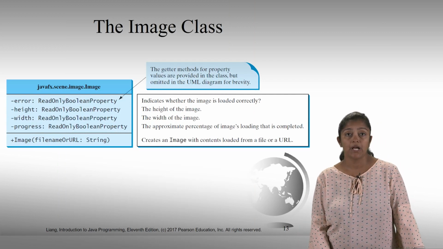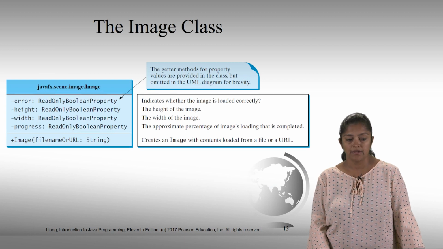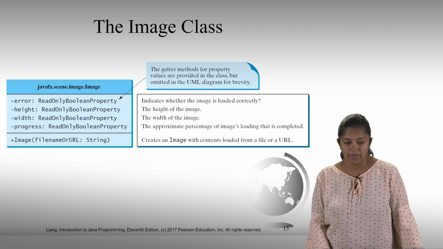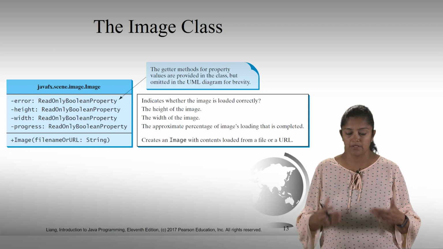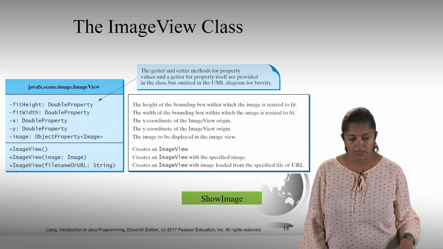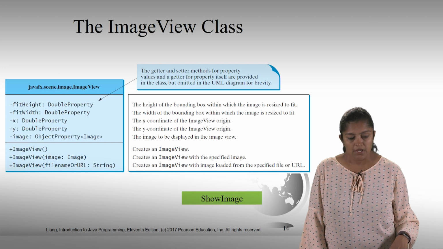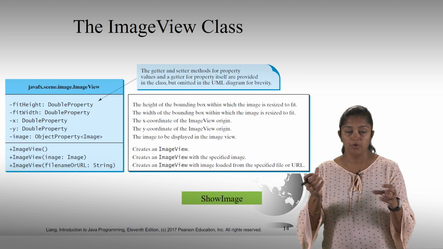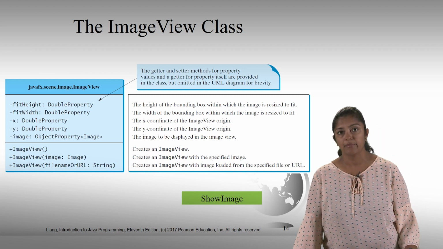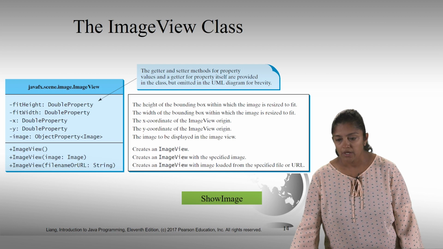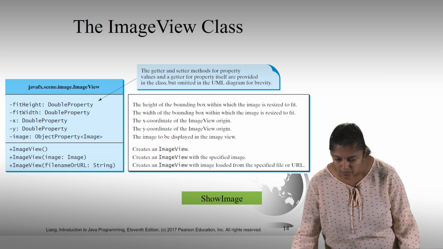Now there's also an image class. If you want to deal with images and place images on your UI, then you can create an image object, which takes in either a file name or a URL, and then creates the image from it. There's also an image view class which can be used along with the image, and it creates an image view with a specified image object on it. We'll look at an example of how images are used. We're going to use the show image Java file for this. So let's take a look at the code.